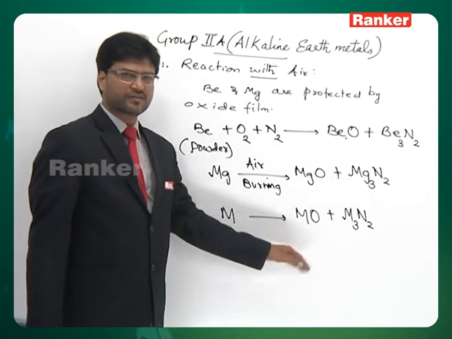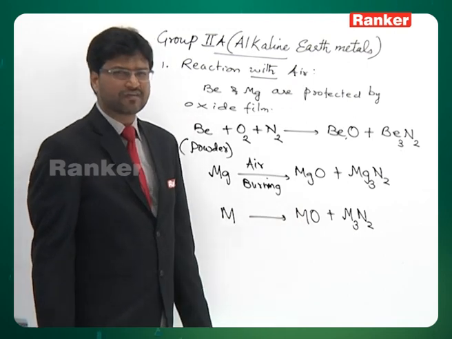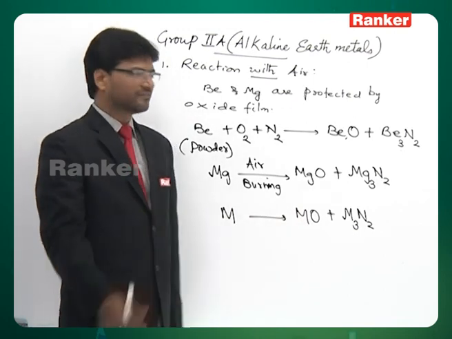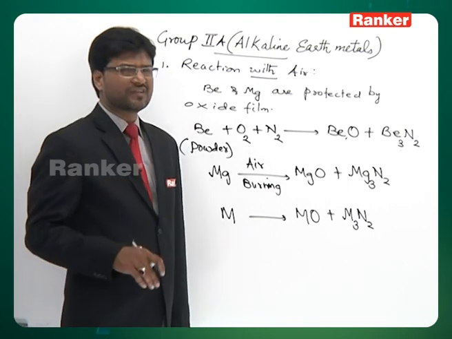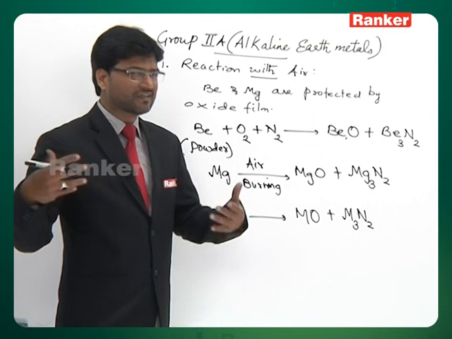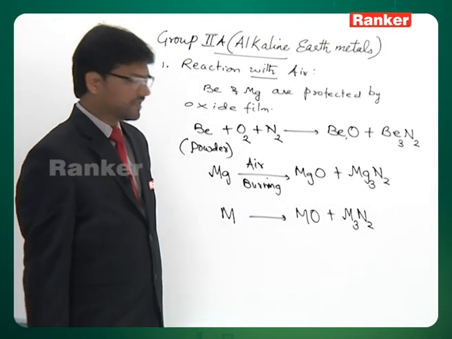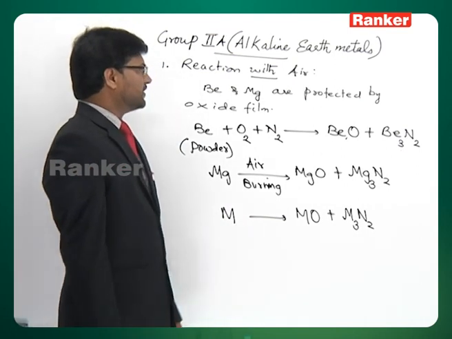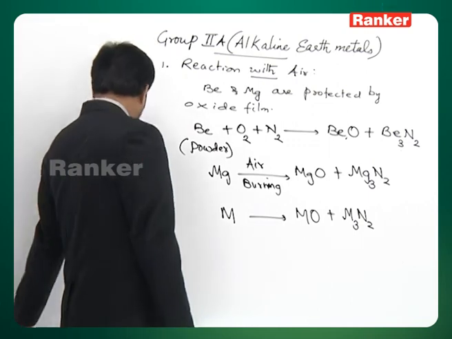The composition is, you have more oxide than nitride because oxygen is more reactive than nitrogen. What makes nitrogen less reactive is its low electronegativity when compared to oxygen. Apart from that, there is a strong triple bond holding the two nitrogen atoms. So this is how they react with air. Let's move on to the next reaction.